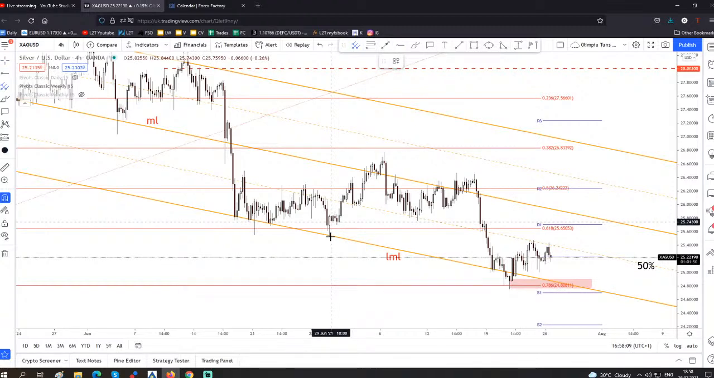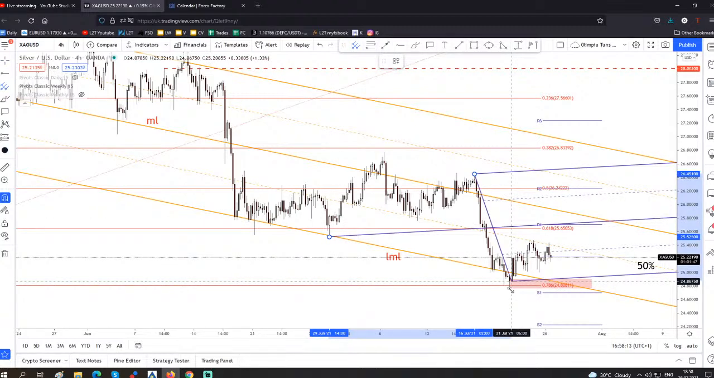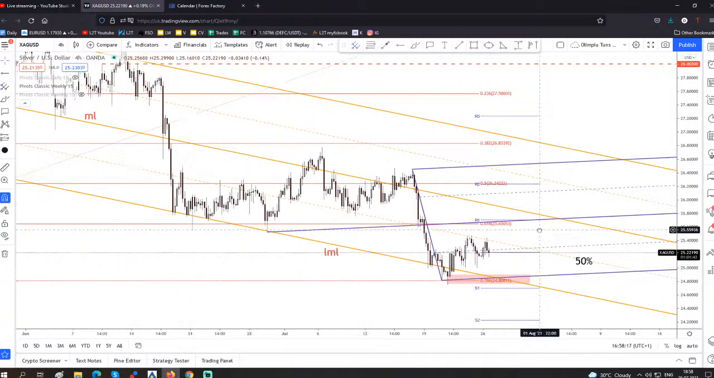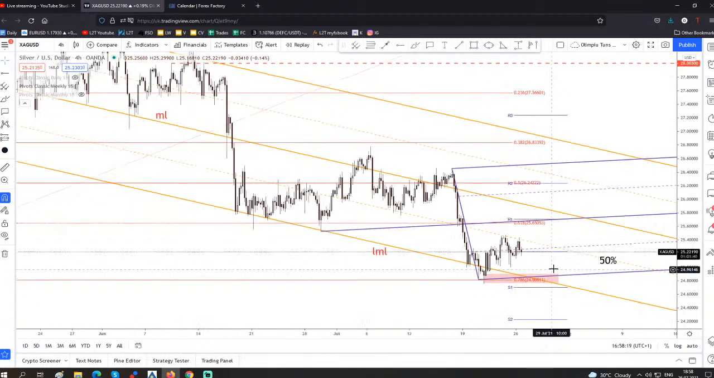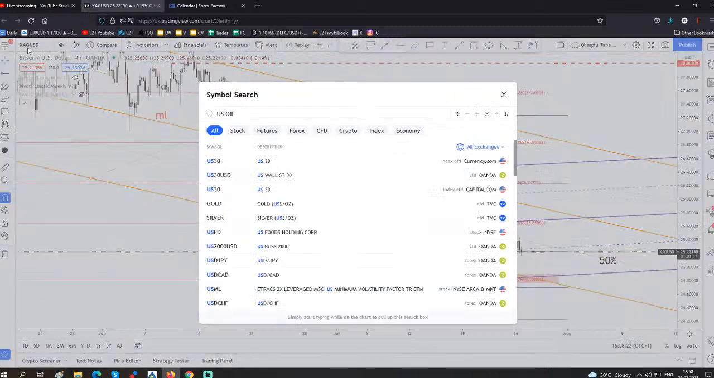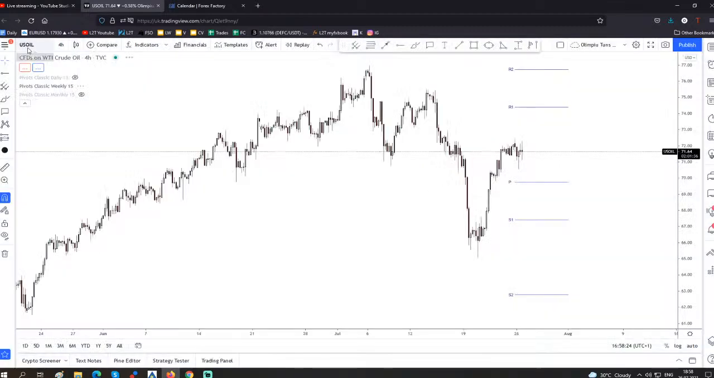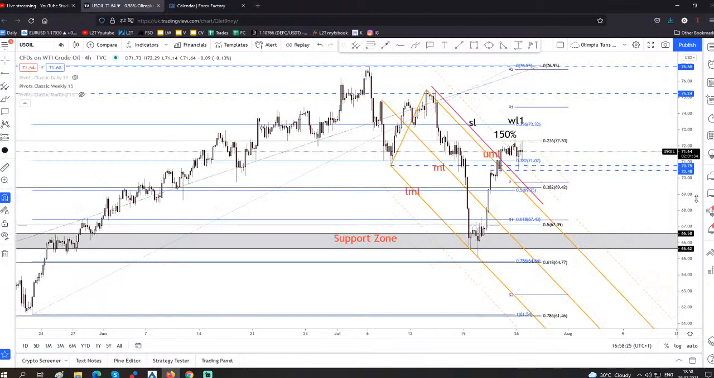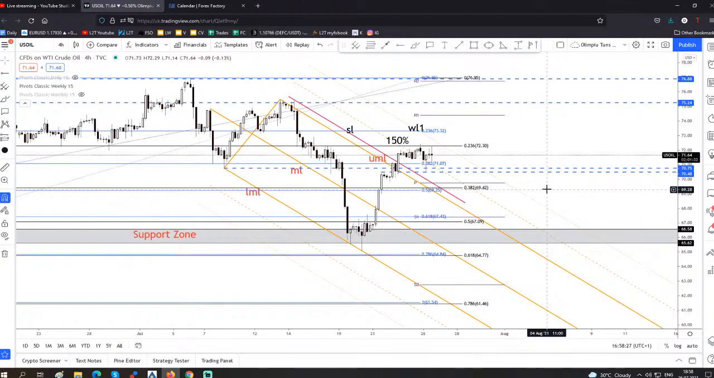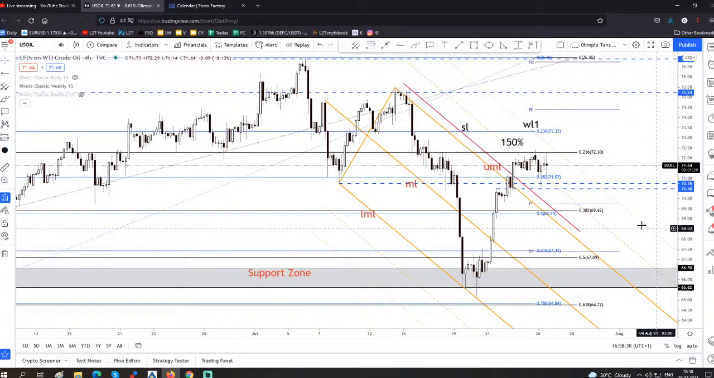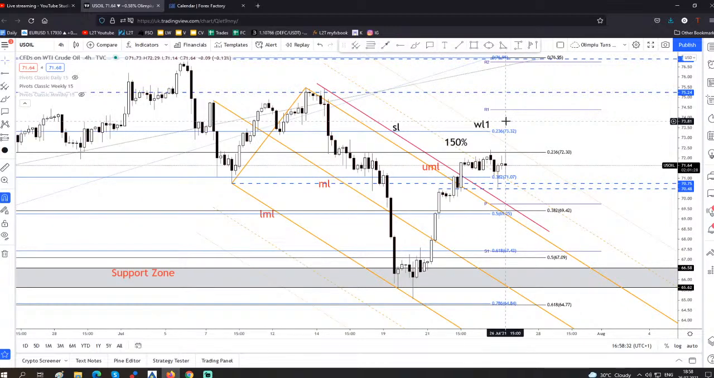So we could have something like this, but this is not helpful for us. US oil, guys. US oil moves sideways here in the short term, as I've told you.